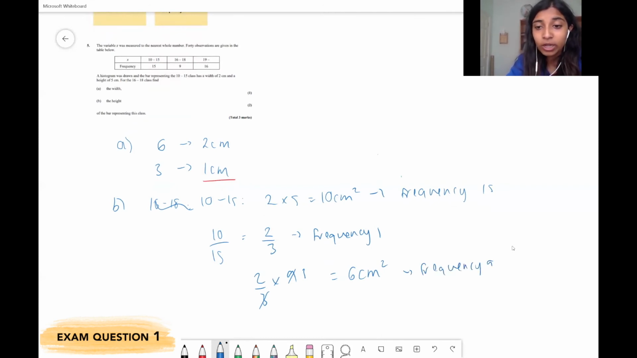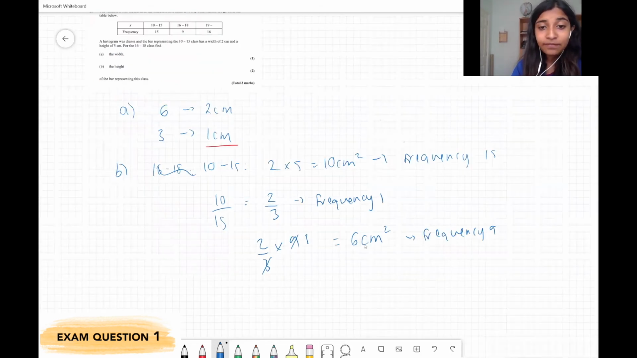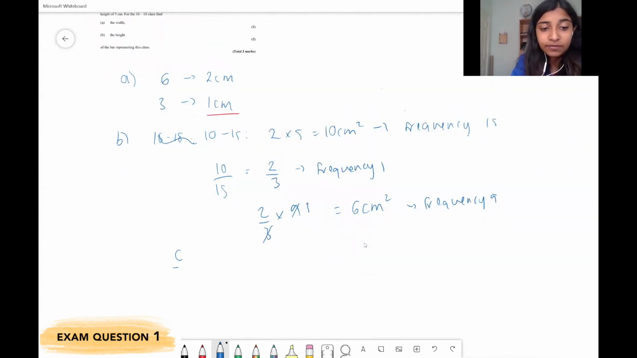So now we know our width is just 1. To get our height, we just want 6 divided by 1, which is just 6 centimeters. And that's our height.